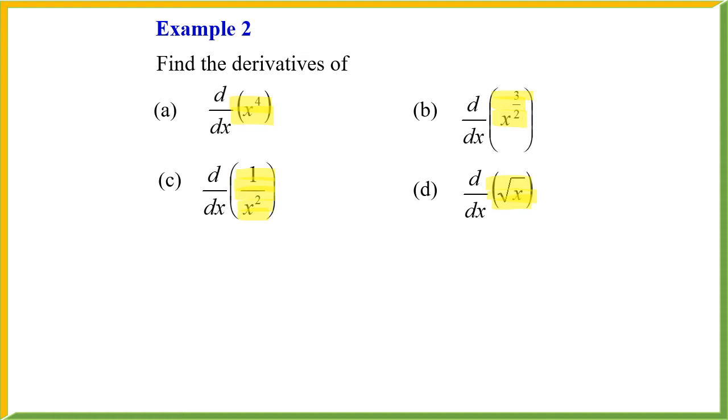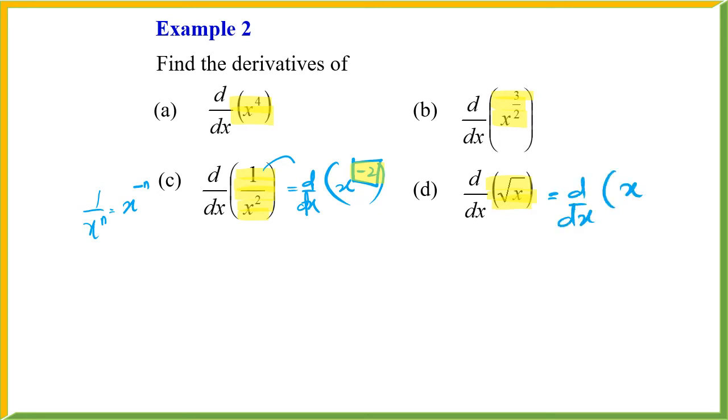Here n equals 3 over 2. But 1 over x squared can be written, by applying the rule of indices, 1 over x^n is equal to x^(-n). So this is equivalent to x to the power of negative 2. And the square root of x is the same as x to the power of 1 over 2. So our n here is equal to 1 over 2.